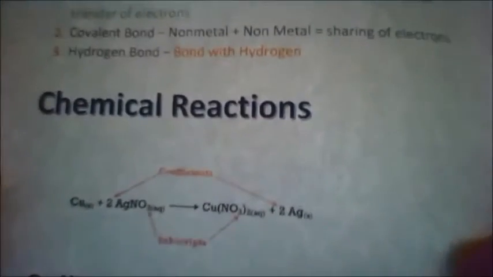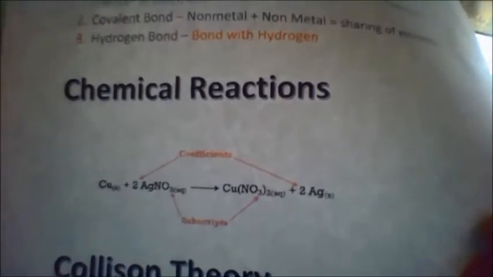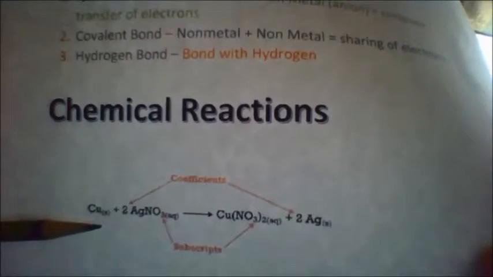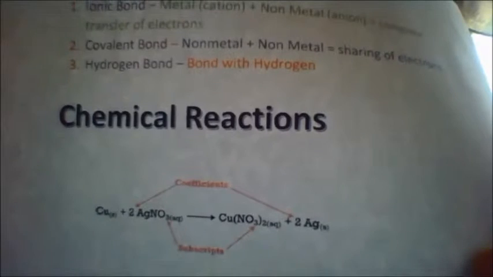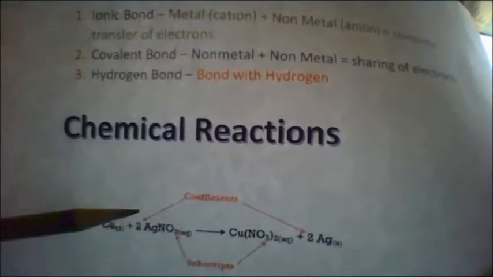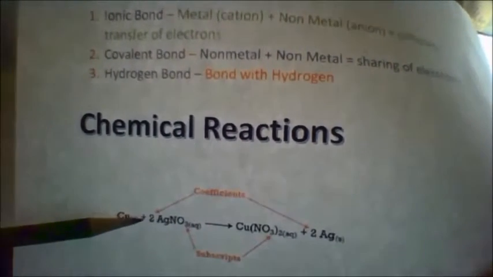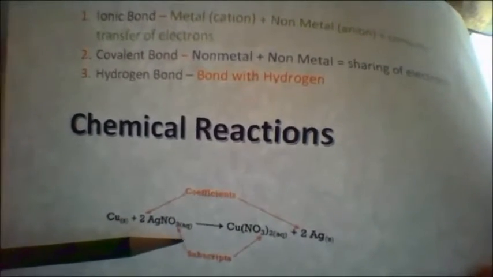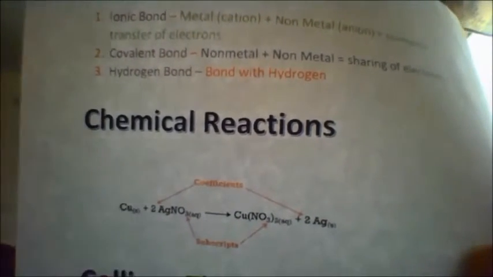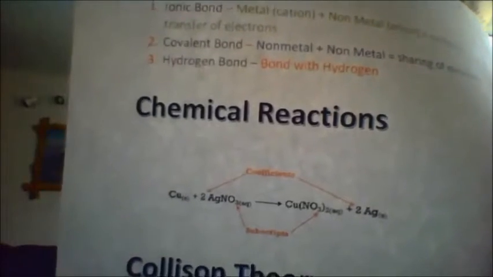Okay, don't forget our chemical reactions. In a chemical reaction, what we start with is the reactants. What we end up with is the product. That has to be balanced. We balance it by the coefficients, the number out front, and by the subscript, okay? And you only ever change the coefficient.